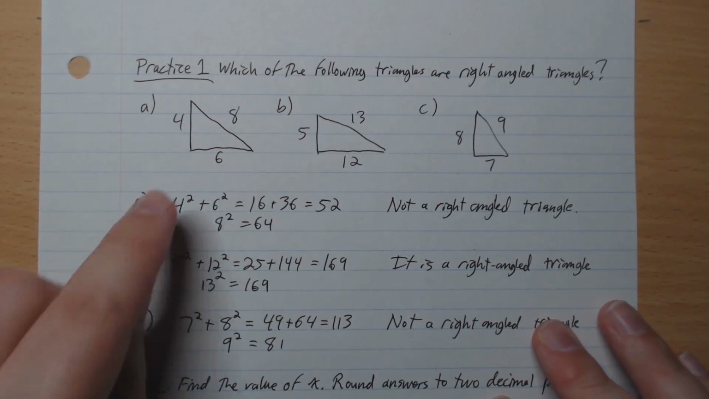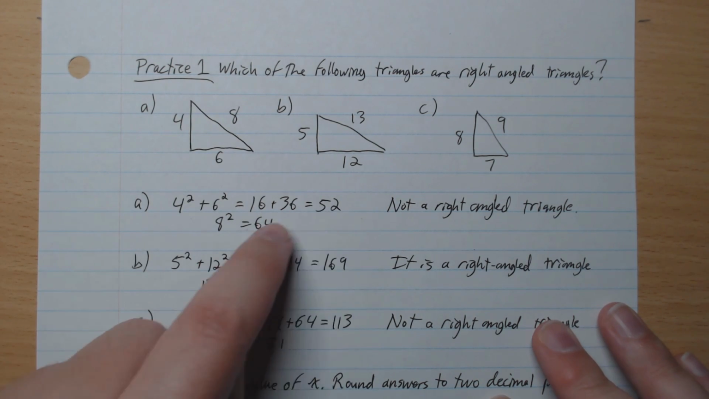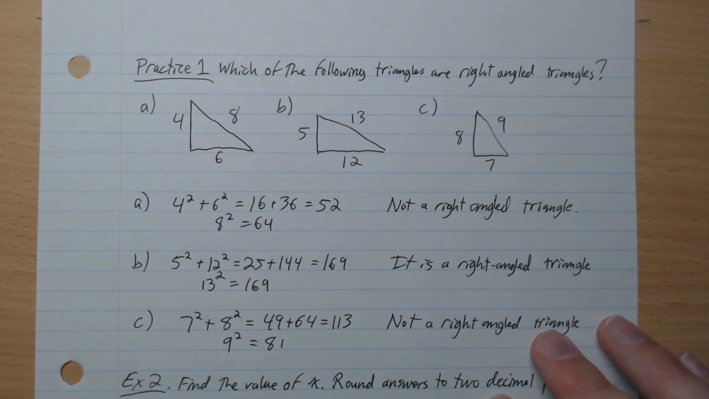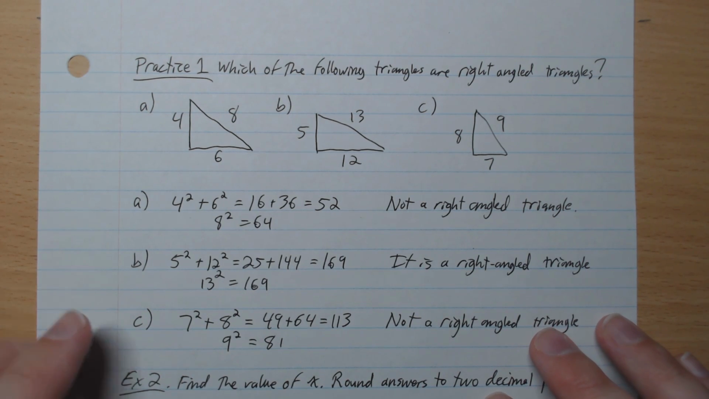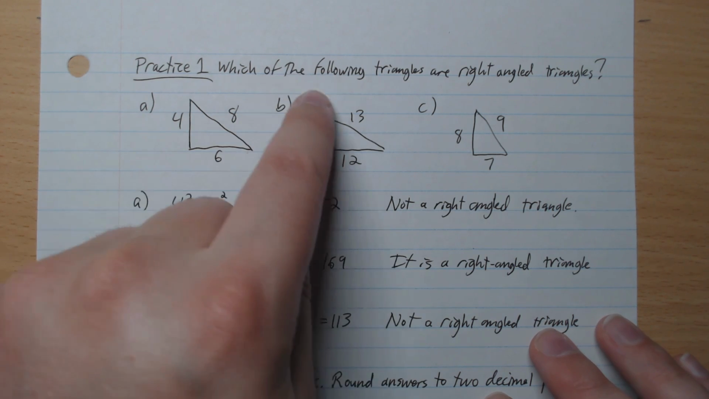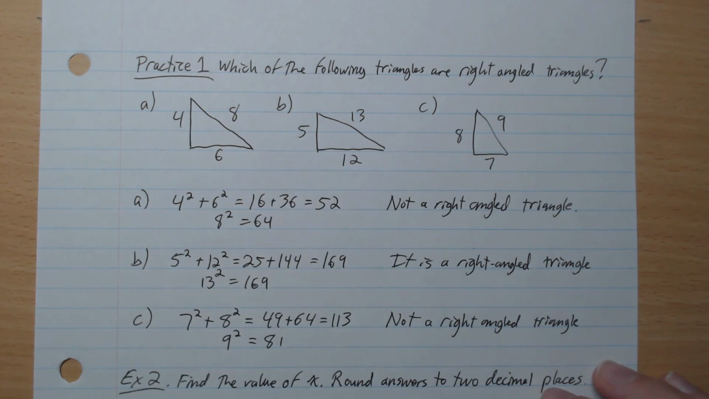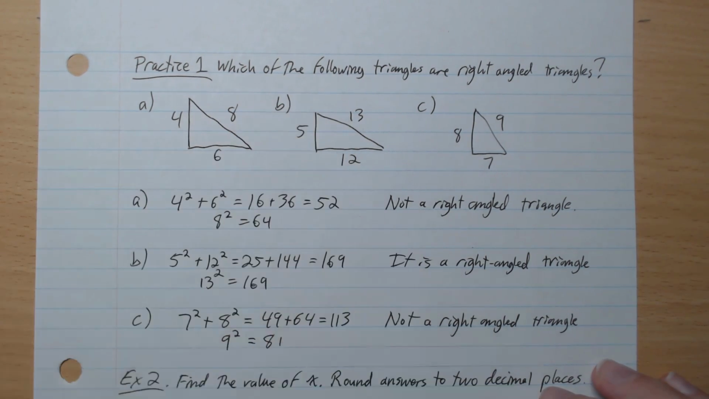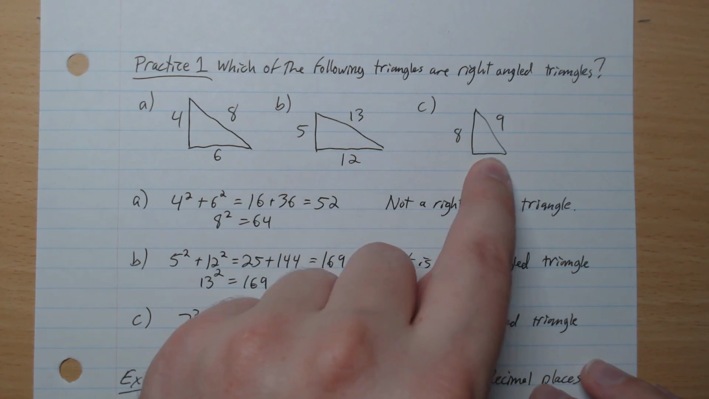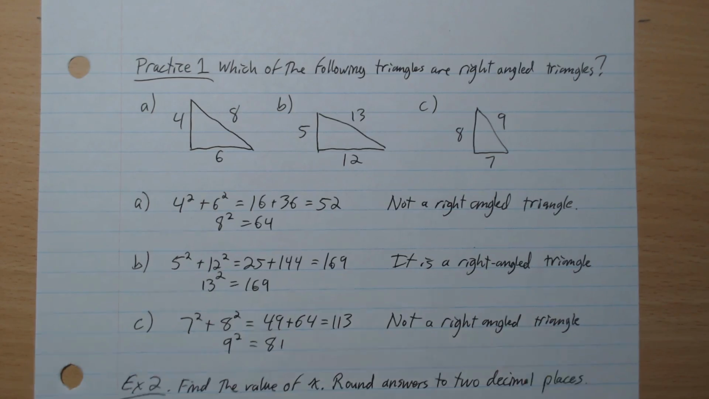Okay, A. 4 squared plus 6 squared gives 52. 8 squared gives 64. They're not the same, so it is not a right-angled triangle. B. 5 squared plus 12 squared gives 169. 13 squared gives 169. They're the same, therefore it is a right-angled triangle. So we could put a little 90 degrees here between 12 and 5. C. 7 squared plus 8 squared gives 113. 9 squared gives 81. They're not the same, so this is not a right-angled triangle.